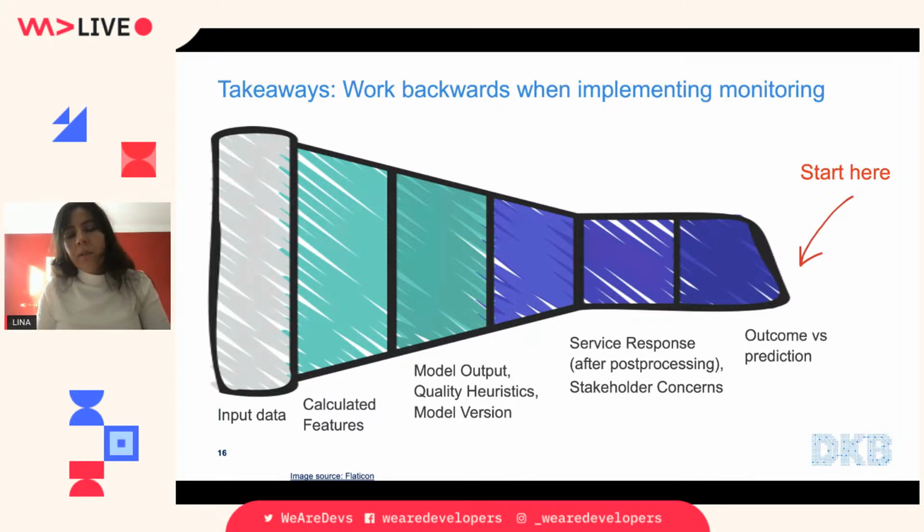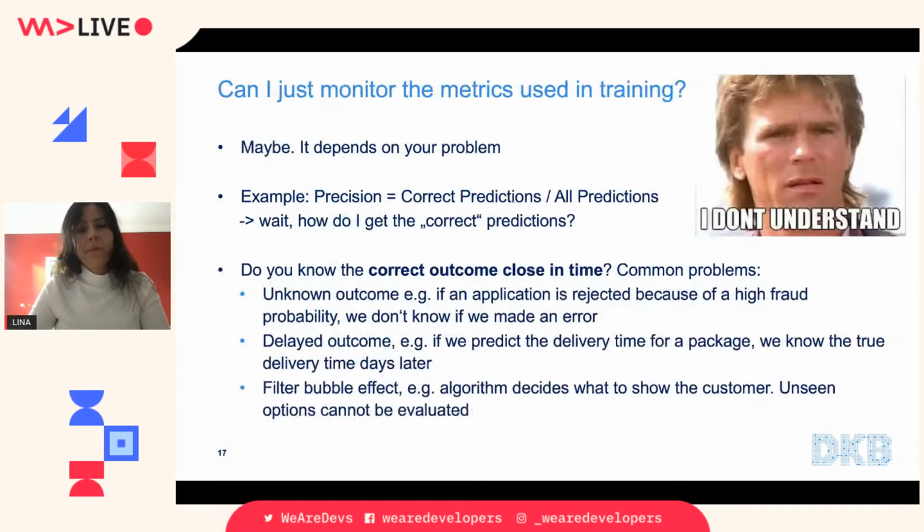If that is not available and you have more time, you can also look at the service response after post-processing and some stakeholder concerns. You then go to the model output monitoring and some quality heuristics. You can also monitor the features and the general input data before the features. In terms of priority, I really recommend that you start at the most impactful one, to the right. And then when you have more time, add additional monitoring that will help you debug after detecting that something went wrong. Okay, let's walk through them one by one.